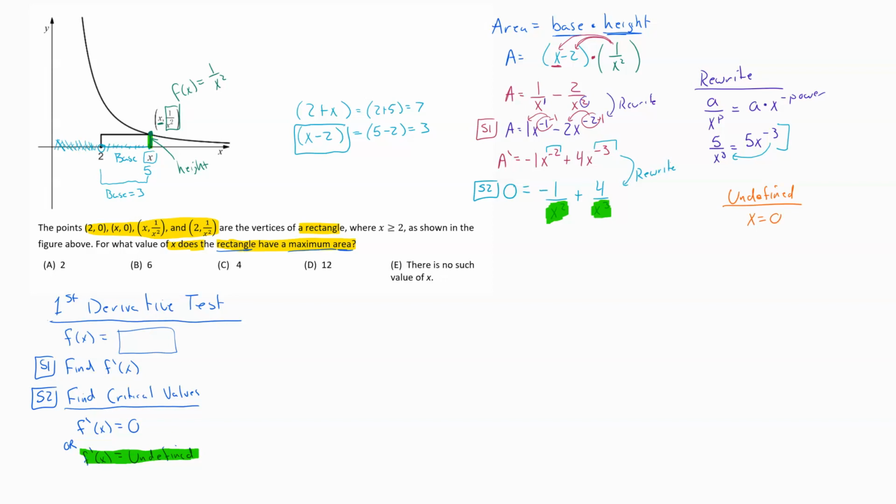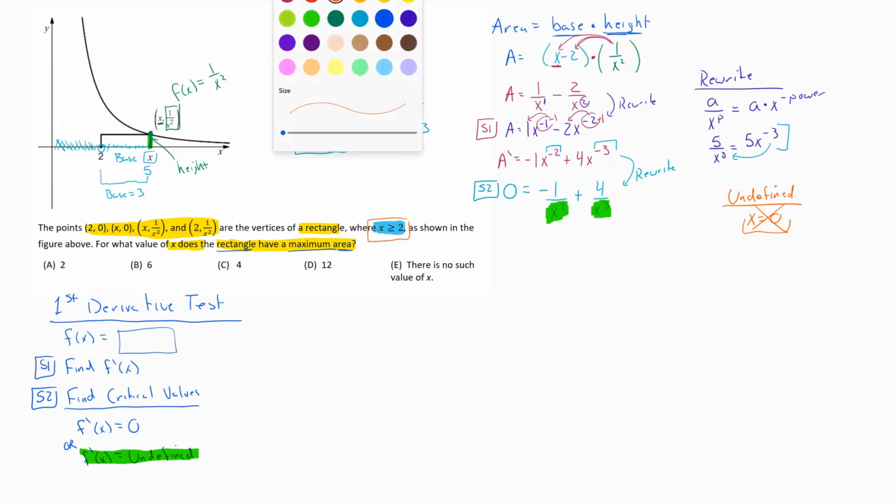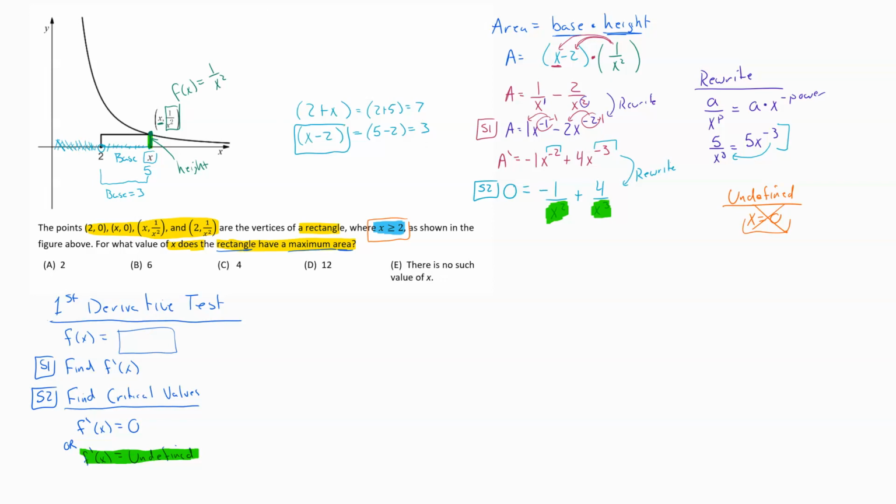Good news is, though, keep track of any sort of information they tell you about where x lives. They told us that x had to be greater than or equal to 2. Well, x equals 0 doesn't fit that, so I can actually throw that out as an option right now. You have to be prepared for it, but you also have to make sure that it fits whatever the domain is of your given problem. So I don't have that as a critical value, and I keep coming through my work here, and I'm going to keep doing my algebra to solve for x.